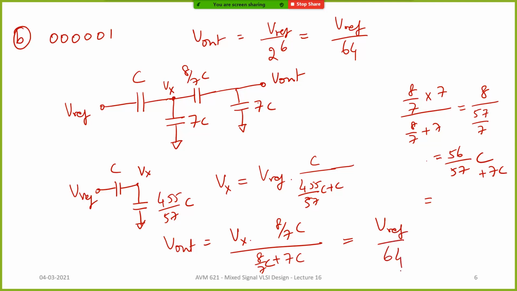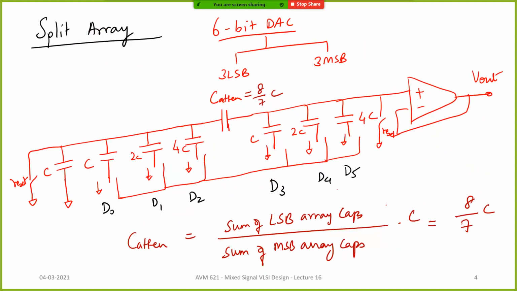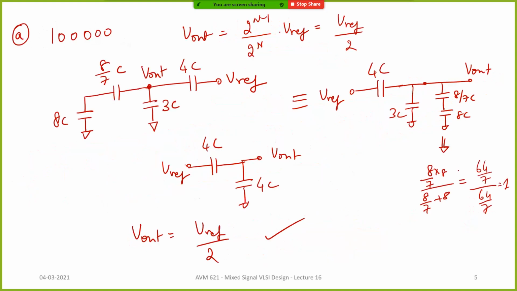So completed. In the interest of time, I'll just quickly finish this. This is what is called a split array DAC, and sometimes people use multiple splits like this, maybe two attenuation capacitances and so on. This is a very good solution for larger resolution capacitive DACs. Now any doubts, any questions?